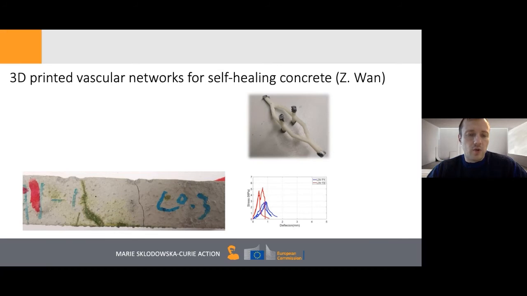So he's able to inject low viscosity epoxy into the material and regain the water tightness, and to a certain extent some strength as well. So this is something that he's working quite hard on at the moment.